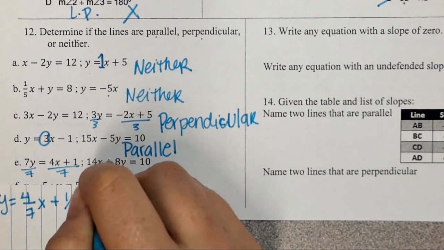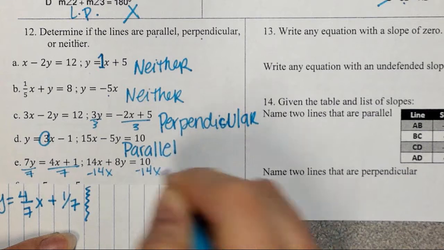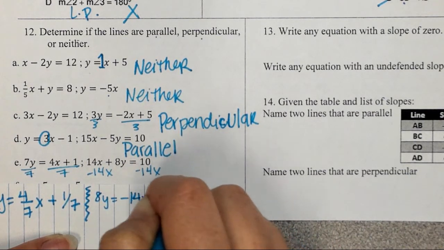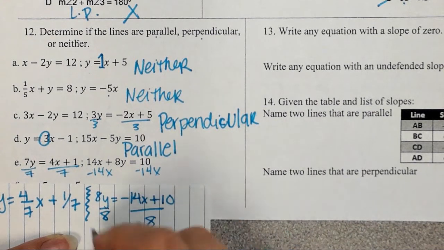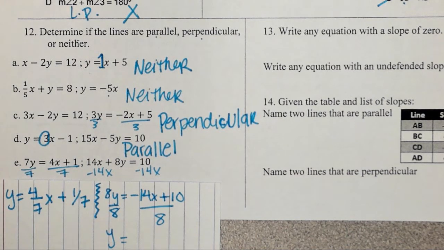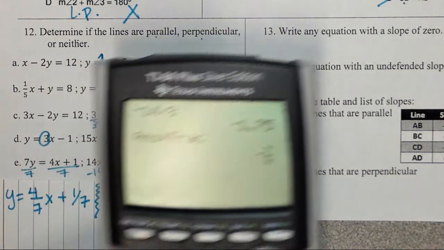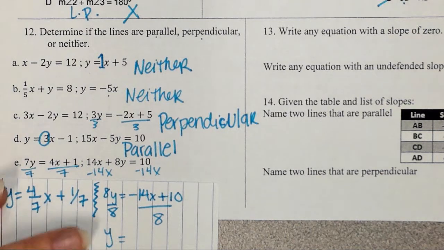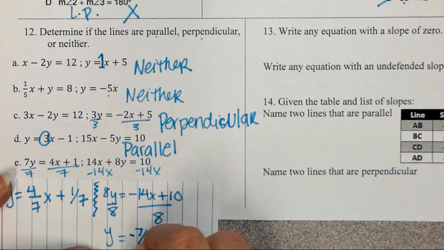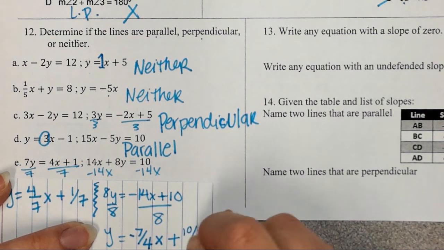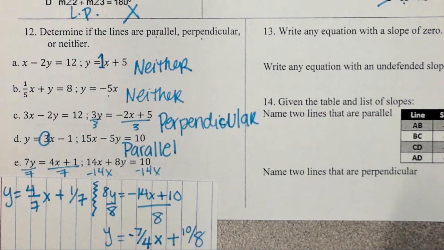On the other side, subtract that 14x. 8y is equal to negative 14x plus 10. Divide by 8. Y is equal to, let's reduce that fraction a little bit. So that's a negative 7/4 fraction, plus, and then it doesn't really matter, but 10/8, and you can reduce that fraction if you wanted to.